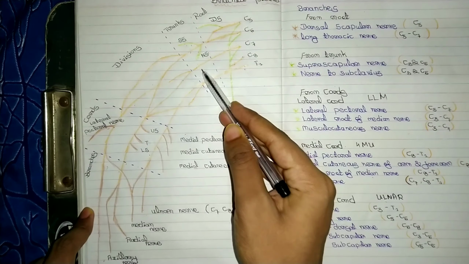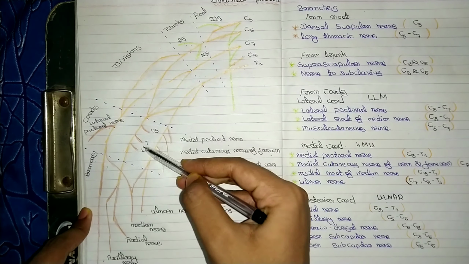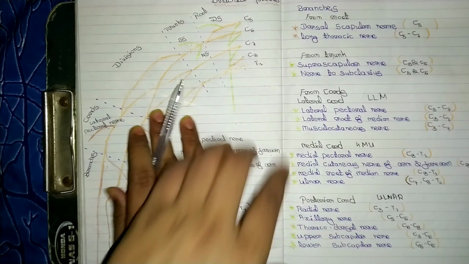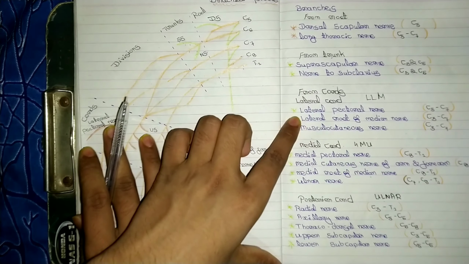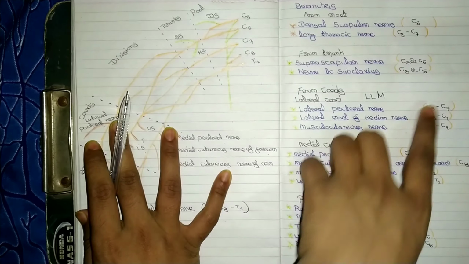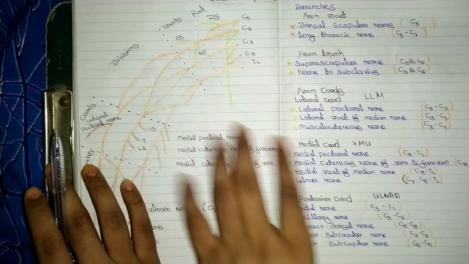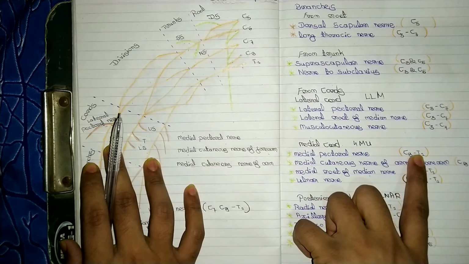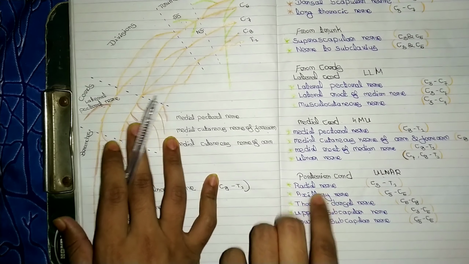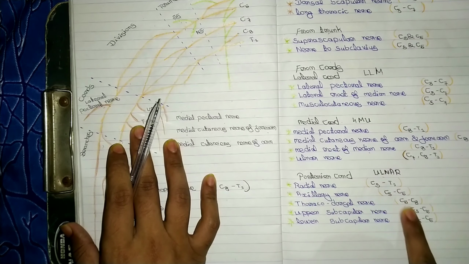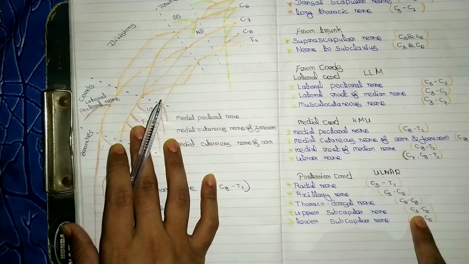Root, trunk, division, cords and branches, and these are mnemonics to remember. The lateral cord has root value C5 to C7 for all 3 nerves. The medial cord has C8 and T1, with the exception of the ulnar nerve. And for the posterior cord, these are different, so we should remember each one separately.